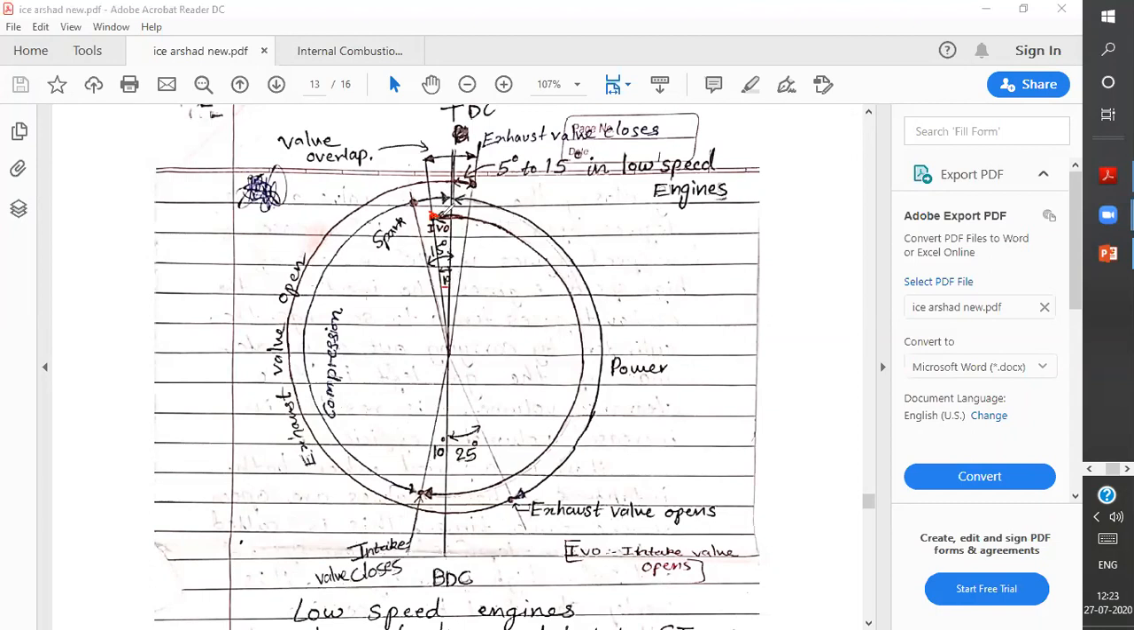This is to take advantage. What advantage? First, we can get more air fuel mixture. If more air fuel mixture is coming inside, the volumetric efficiency will be higher, and we will get more power.